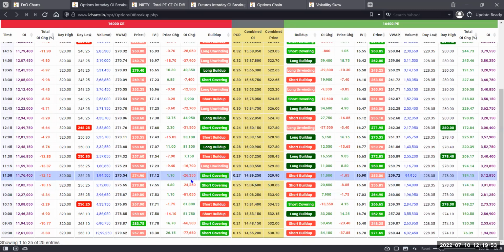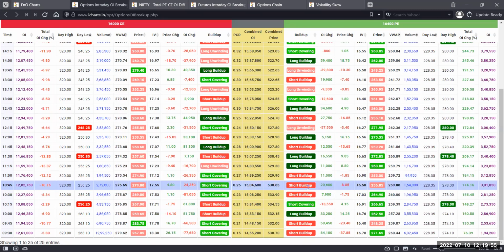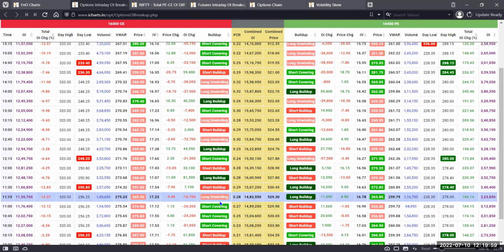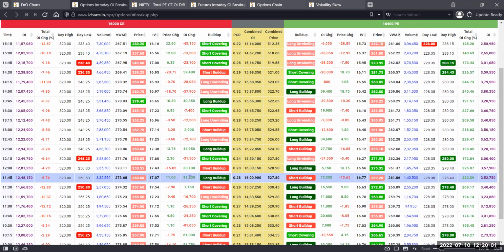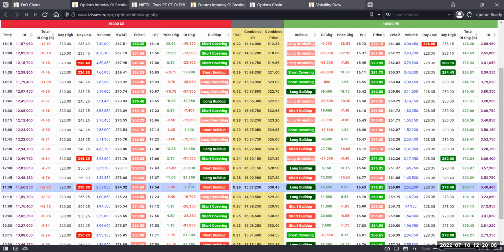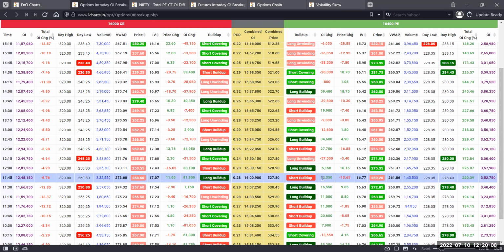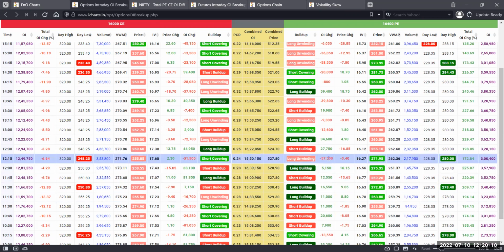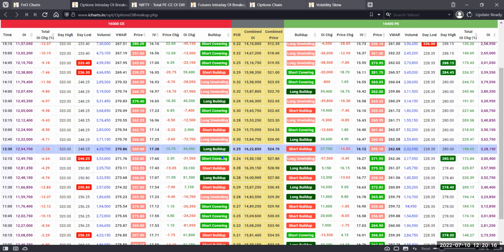Again, after this, you have seen unwinding over here. And so back to bullish position over here. This goes on here. This is now, okay, this is long buildup. Anyway, this is buildup, so it is significant, but again, no unwinding here. Unwinding here, but again, unwinding here. So same, your initial analysis continues. So we are still bullish here.